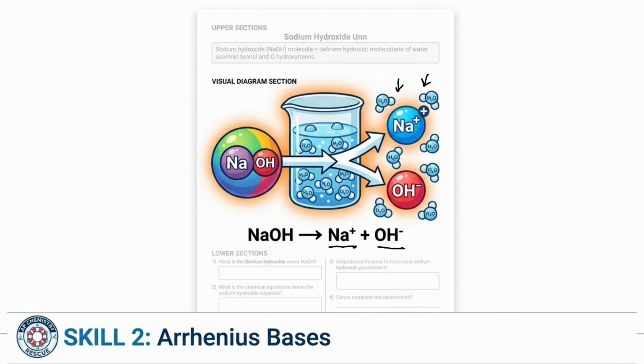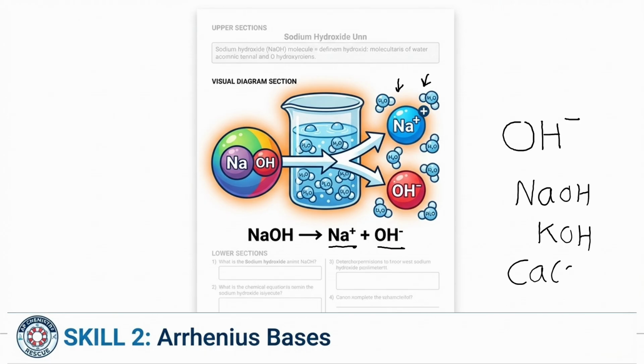They separate, they go their own ways in the water. The sodium ion floats around as Na plus, the hydroxide ion floats as OH minus. And it's that OH minus that makes the solution basic. That OH minus is the whole reason we call this an Arrhenius base. So every time you see a formula that has OH in it, like NaOH, KOH, calcium hydroxide, you should immediately think this is probably a base. It's going to release OH minus in water.